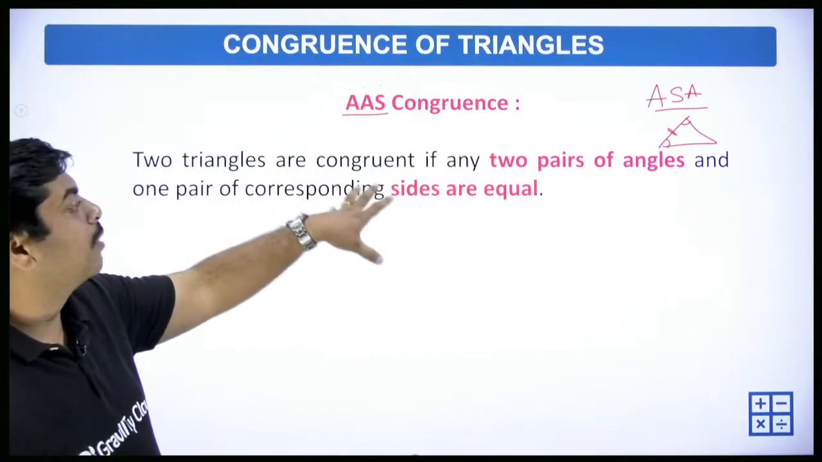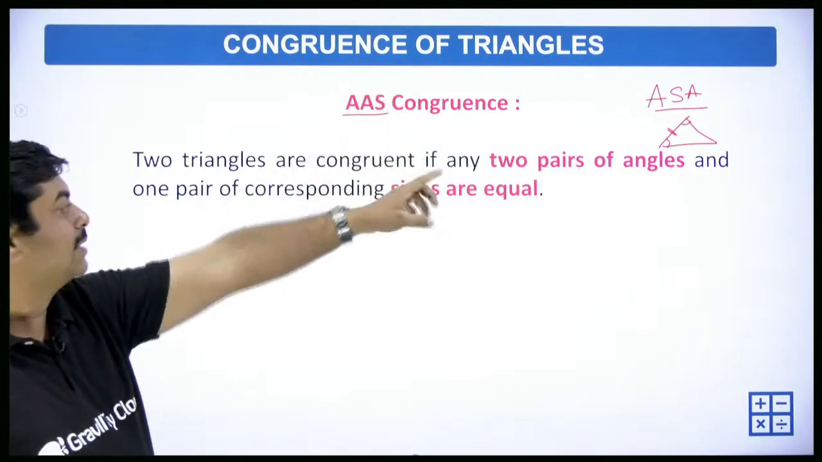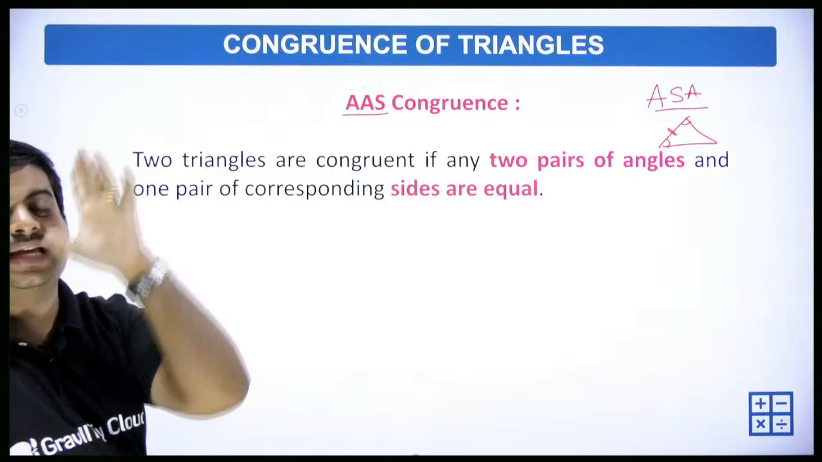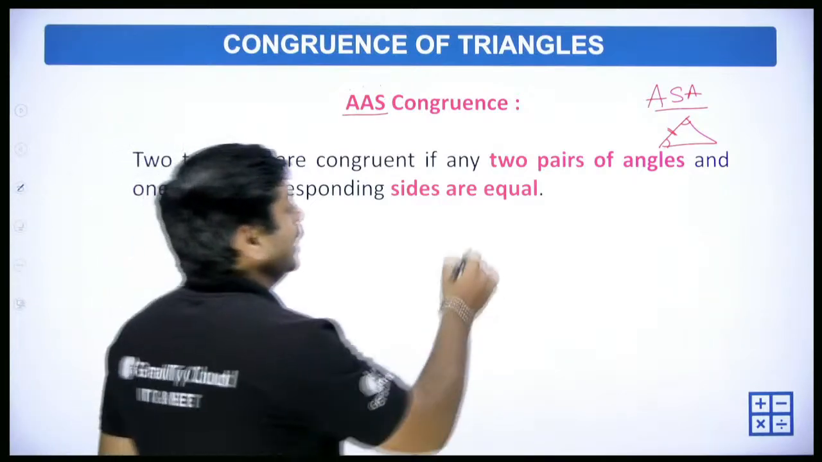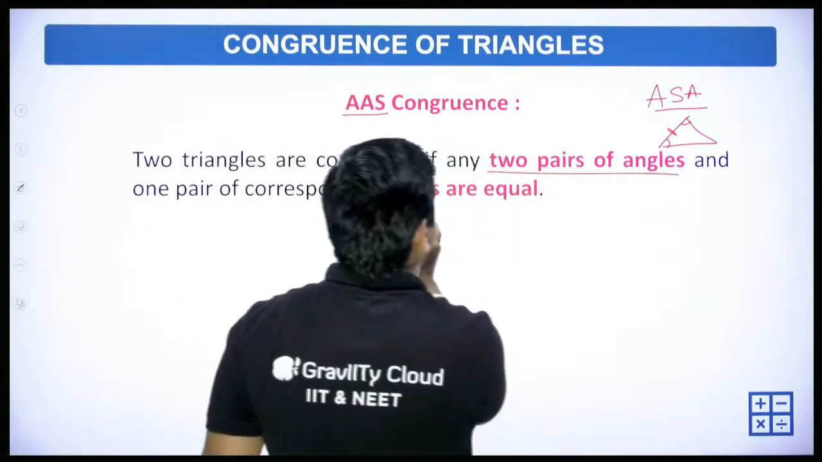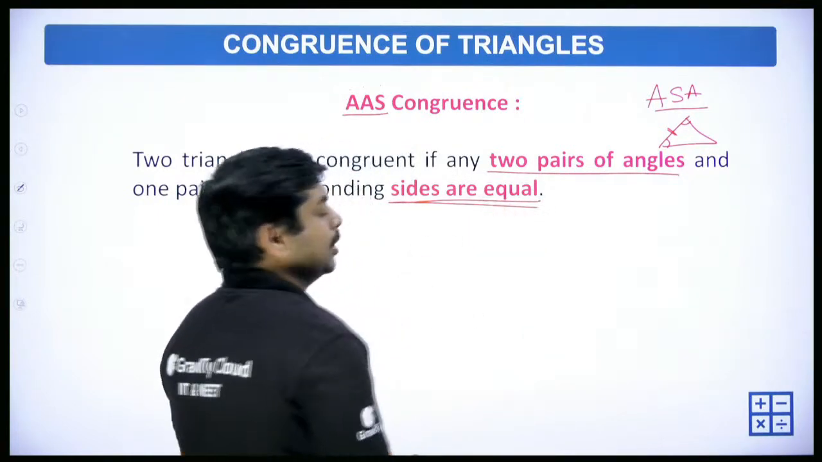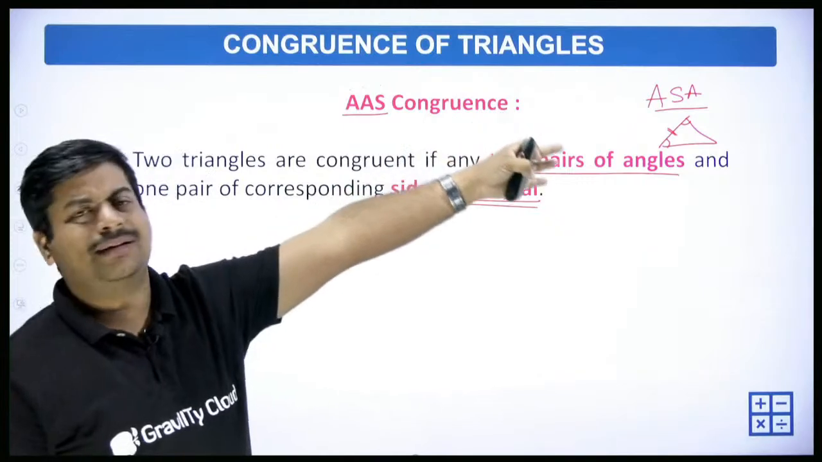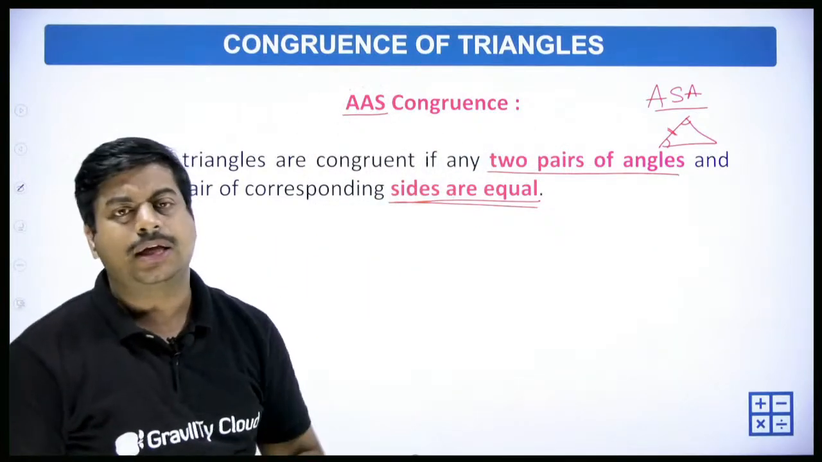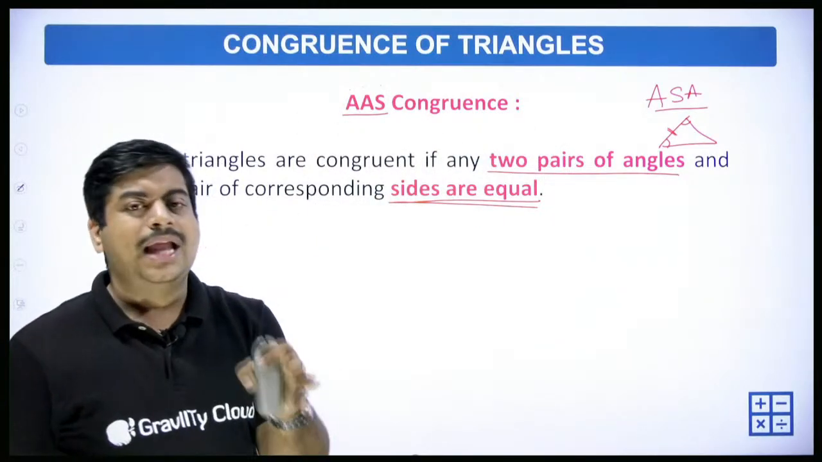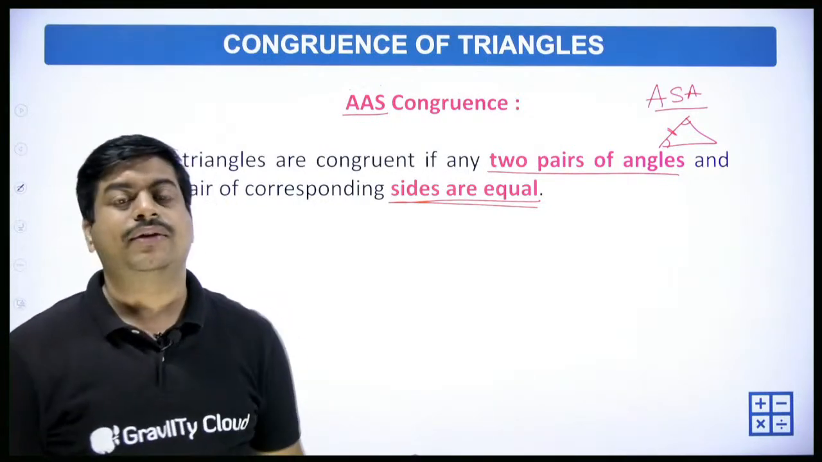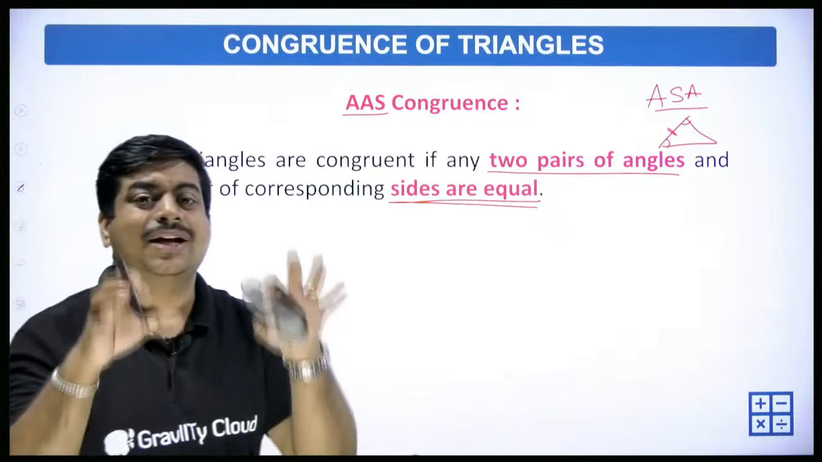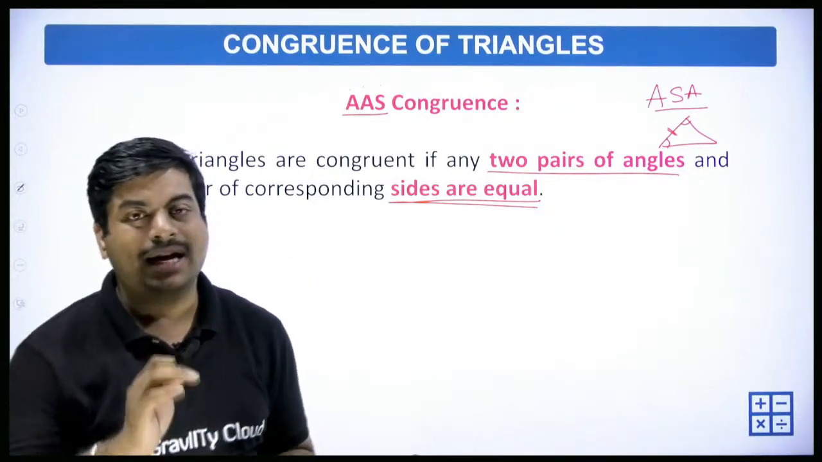Two triangles are congruent if any two pairs of angles and one pair of corresponding sides are equal. Any two pairs of angles and one side is equal. AAS, angle, angle, side. It may be ASA or may not be. We don't care about that, but two angles and another side. If these three are equal to those of another triangle, then we can say that these two triangles are congruent.